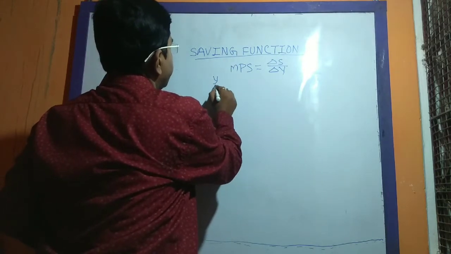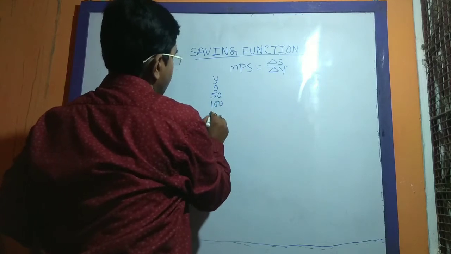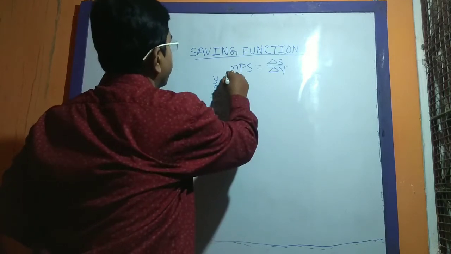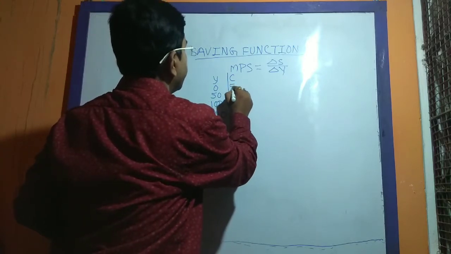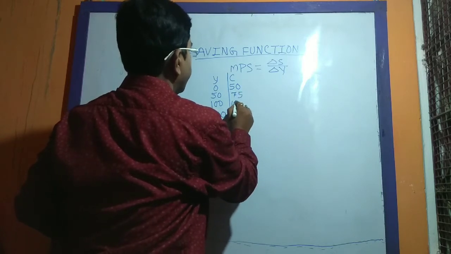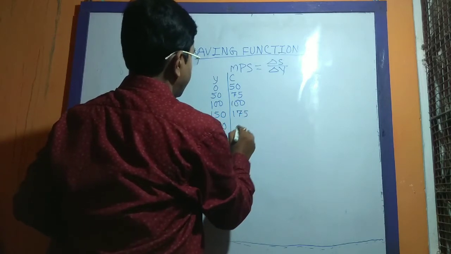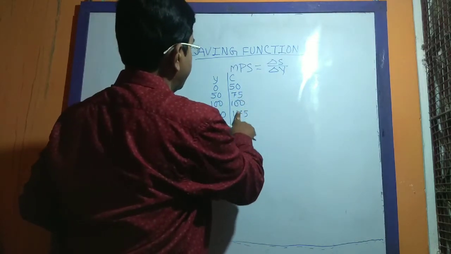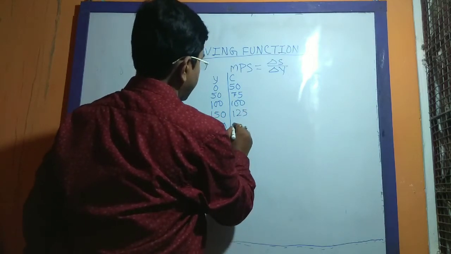Income: 0, 50, 100, 150, 200. Consumption: 50, 75, 100, 125, 150.